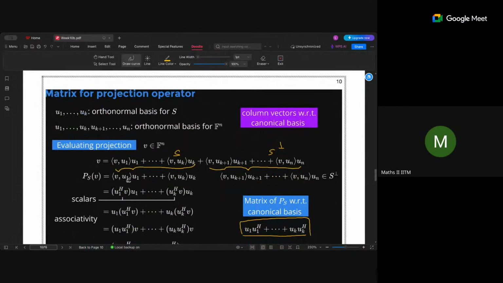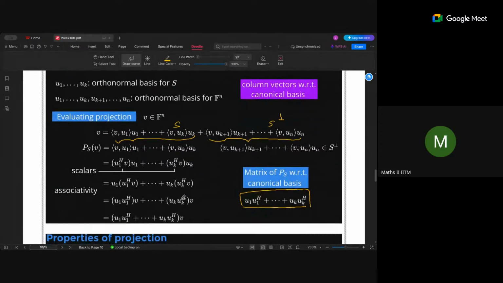Okay, so one way we are left with this part. Now in this part, we are doing some rearrangement as we did earlier. Instead of V comma U1, I'm writing it as U1H, U1V into U1. Okay, and I'm rearranging the entire thing. So now I'm taking the scalar here, again doing some rearrangement, taking V commonly. Finally you get this particular entry here, which is the matrix of PS with respect to the canonical basis.